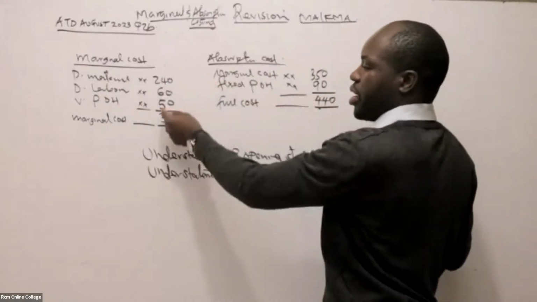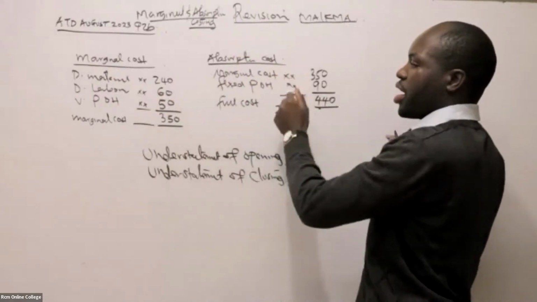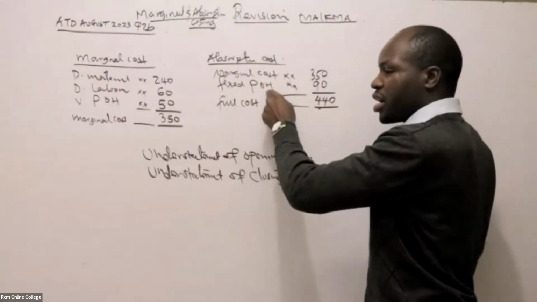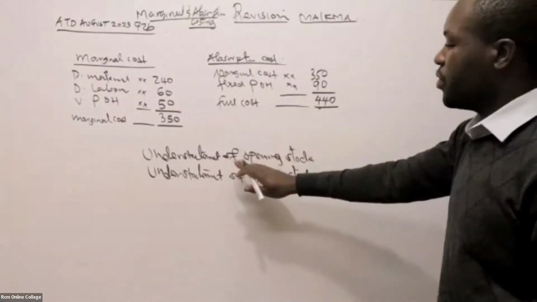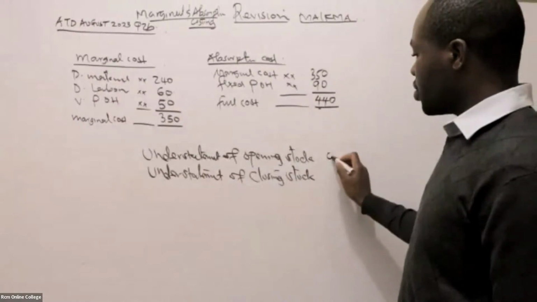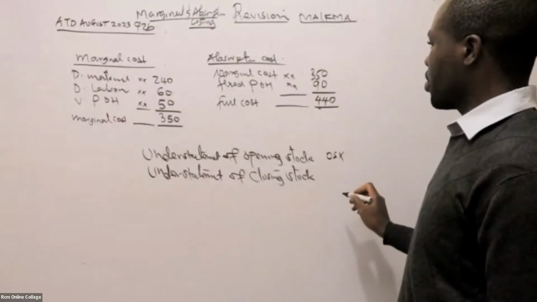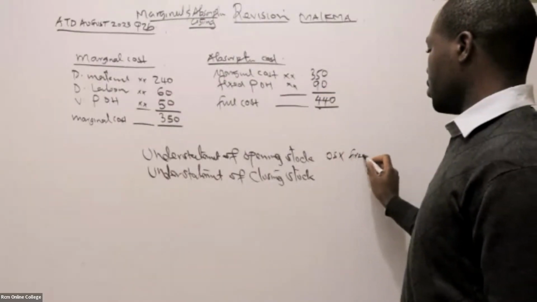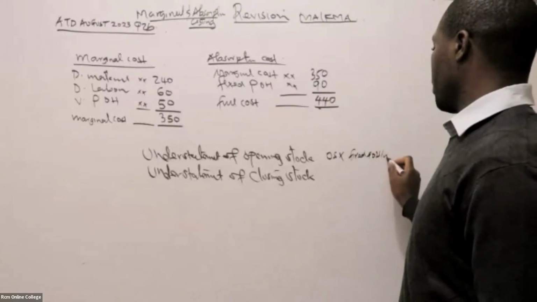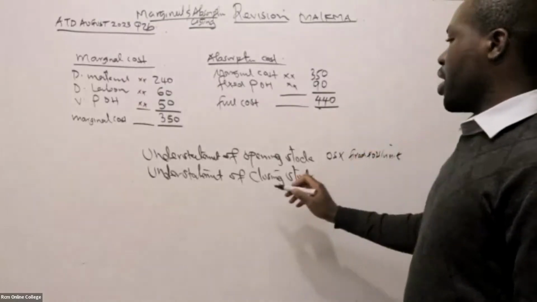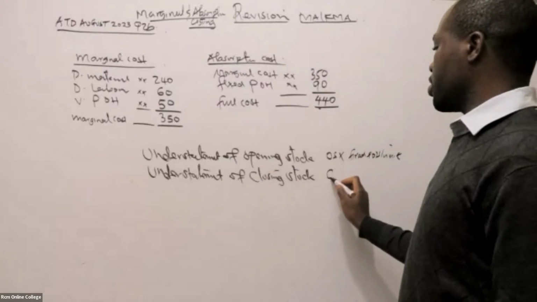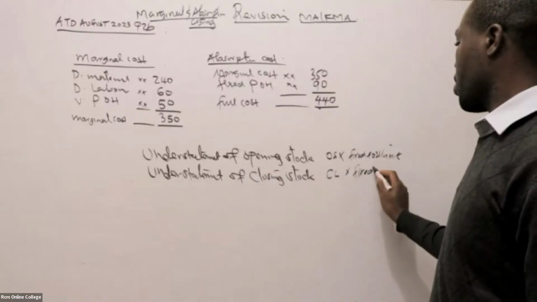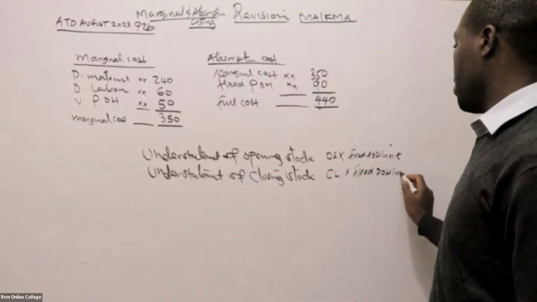In marginal costing, we are having 350. In absorption costing, we are having 440. The difference is actually caused by the fixed production overheads. So our understatement of opening stock will be the opening stock multiplied by the fixed production overhead per unit. The understatement of closing stock will be closing stock in terms of quantity multiplied by the fixed production overhead per unit.